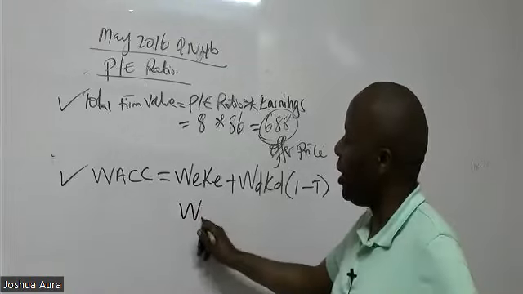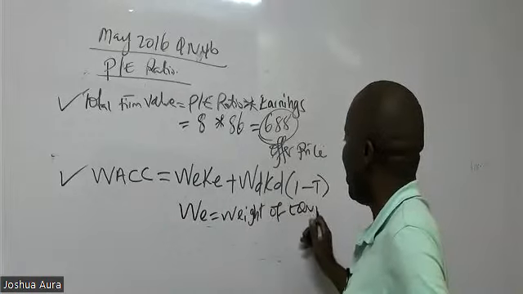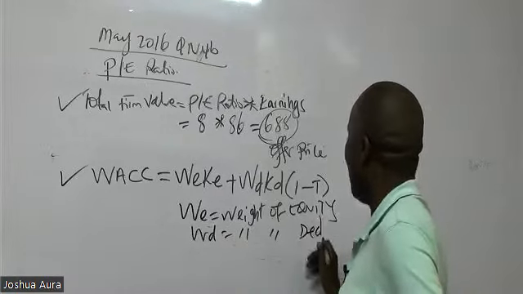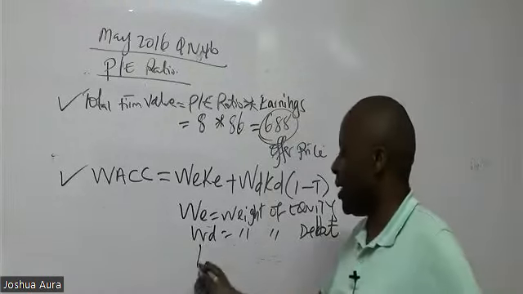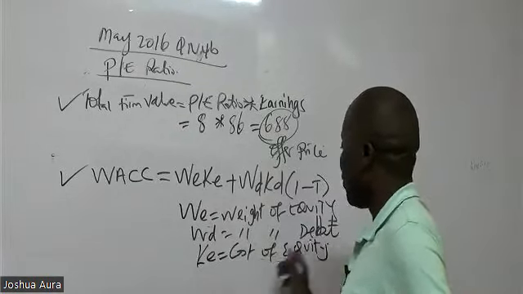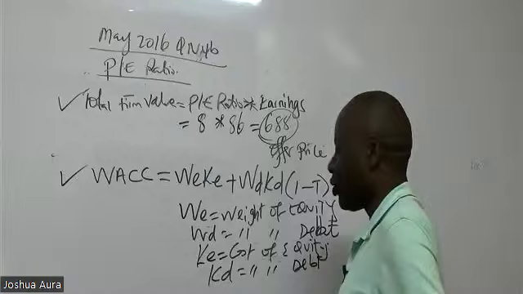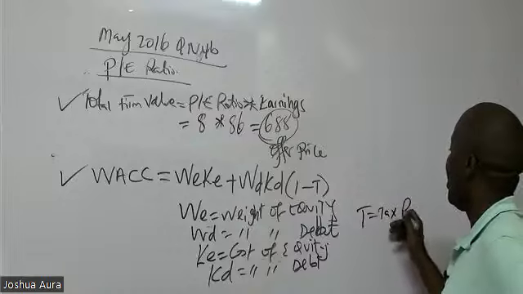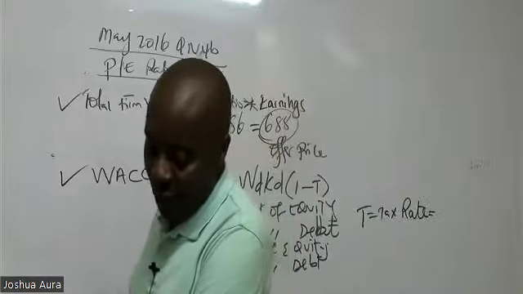Remember, when you talk of WE, this is the weight of equity. When we talk of WD, WD is the weight of debt. When we talk of KE, KE is the cost of equity. When we talk of KD, this is the cost of debt. And lastly, when we talk of this T, T is the tax rate, which in this question has been provided to us up there before required.